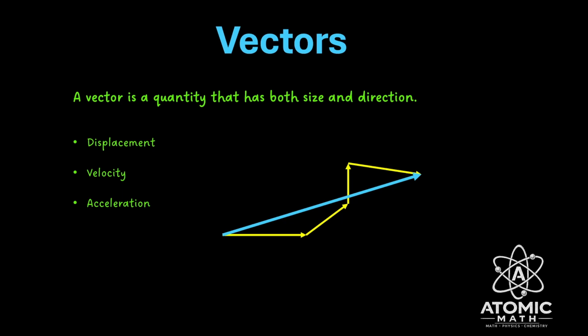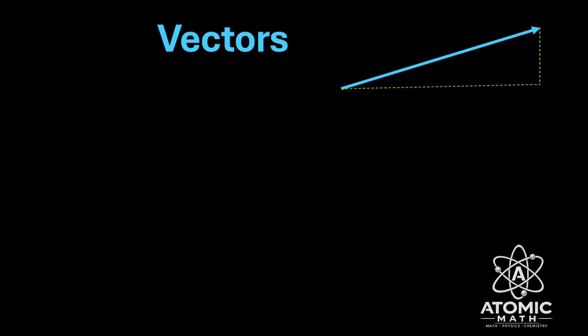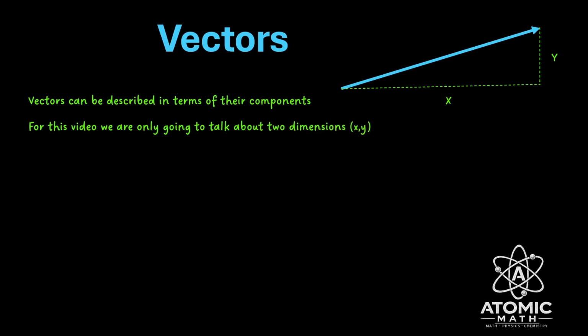And so whenever we have a vector like this, we can of course break it into its x and y components, which is what we were using trigonometry for in the previous video. So we know that vectors can be described in terms of their x and y. For this video, we're only going to be talking about two dimensions, so x and y. I'm not going to talk about z at this time. So let's take a look at how we represent a vector.